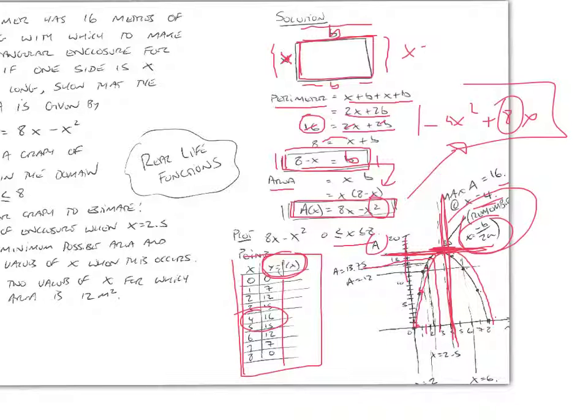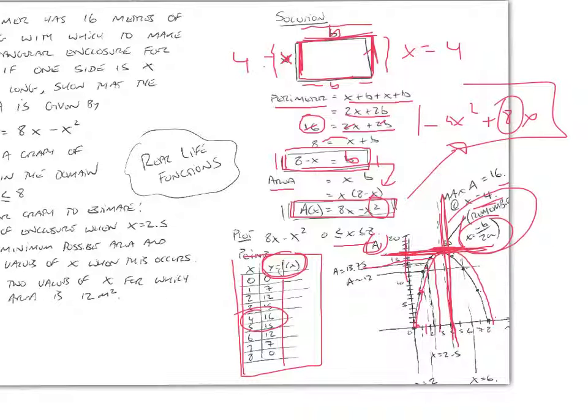If we have one side equal to 4 and the other side equal to 4, then he's used up 8 metres of fencing here at x equals 4, and that means he's got 8 metres left, 4 either side. 4 fours are 16. That's the maximum area.